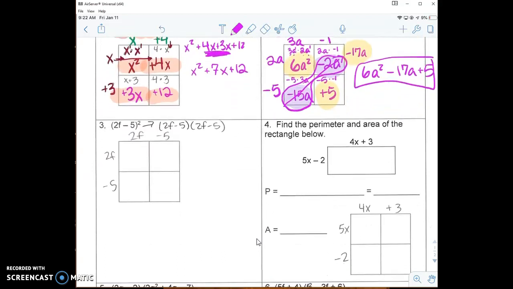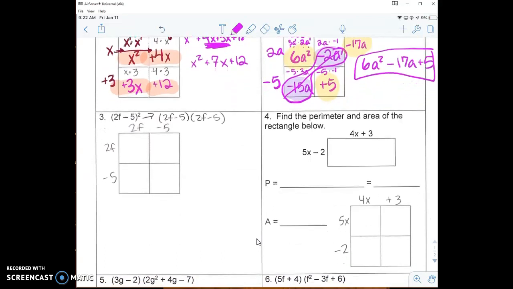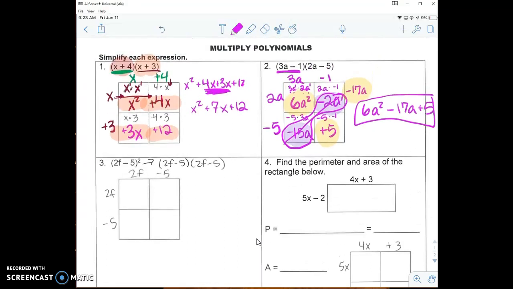Number 3, 2f minus 5 squared. Remember when we see something squared, that means to write it out twice. So really this is 2f minus 5 times 2f minus 5. I write 1 across the top, 2f and minus 5. And 1 across the bottom, 2f and minus 5. Make sure you write down the minus with the 5.